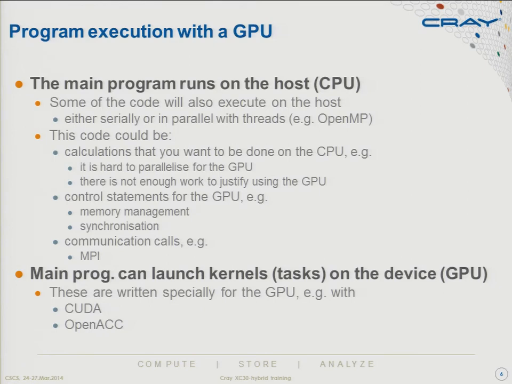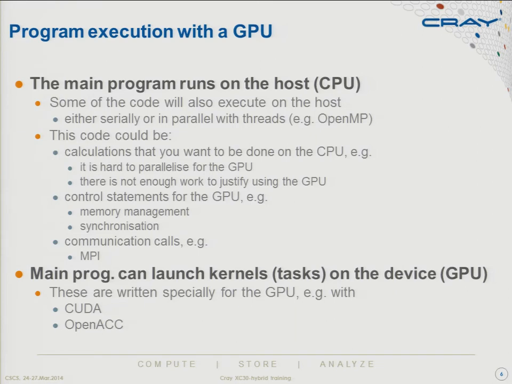So how does a program execute? The main program runs on the CPU. Some of the code will run there. It might be serial code, it might be parallel code with OpenMP, but some of your code is running on the CPU.